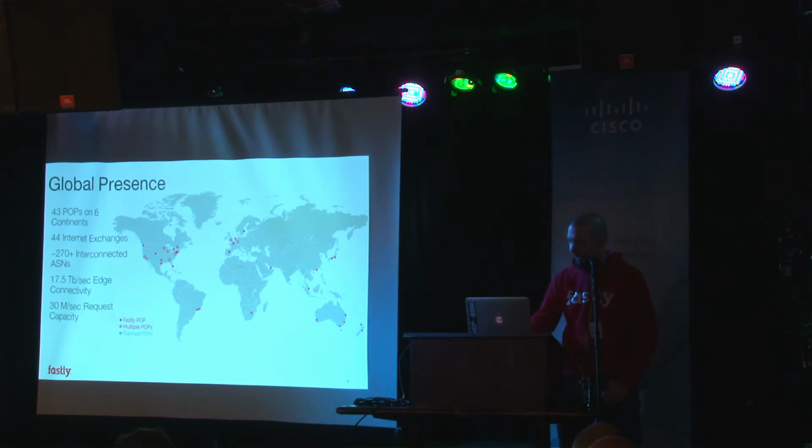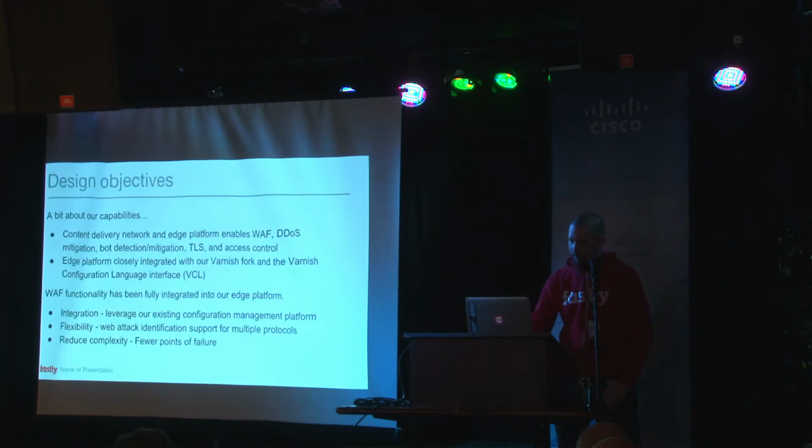These dots here are where our current POPs are, and the blue dots are where we're planning on increasing capacity in the future. So a bit about our capabilities. In addition to being a content delivery network, kind of as a byproduct of how our network is structured, we also do DDoS mitigation, and we're looking at building a lot of security technologies into our edge. So the WAF was a big priority for us.